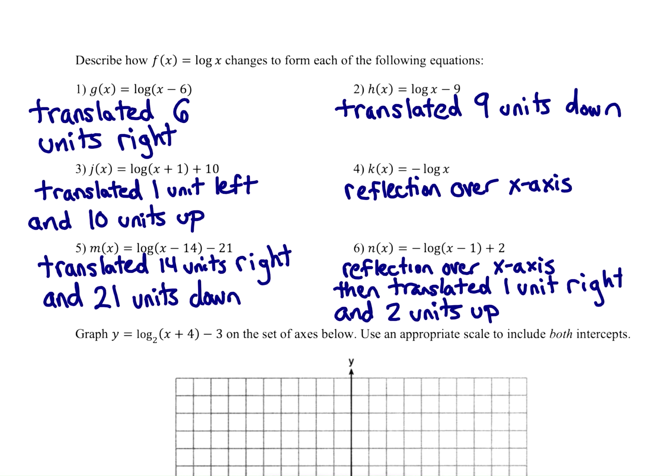Number 1 is translating right 6 units, because it's minus 6 with the x, so it's going left to right. It's minus, so it's going to the right. 2 is down 9. 3 is left 1 because of the plus 1. Up 10 because of plus 10 on the outside. Reflection over the x-axis for k of x, which is number 4. And then 5 and 6 also.